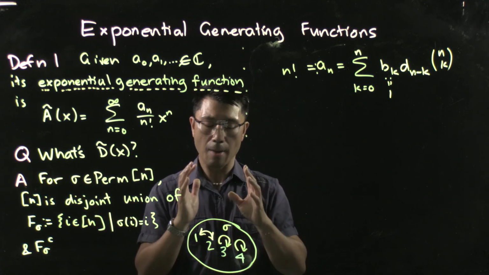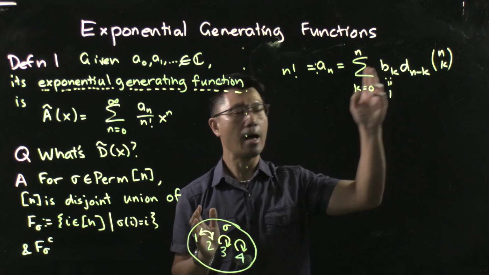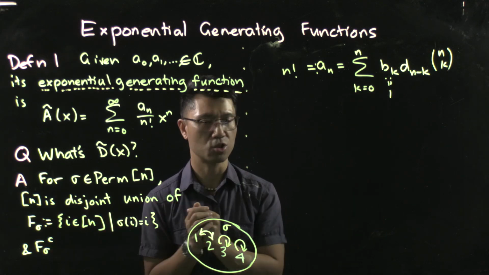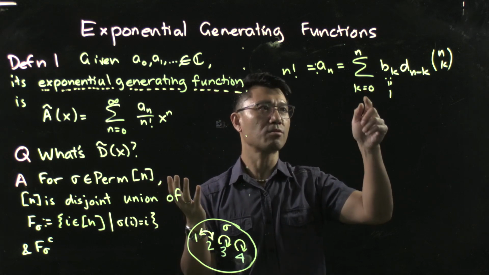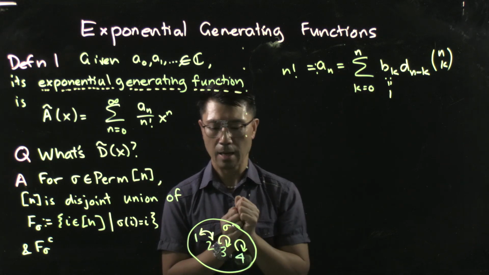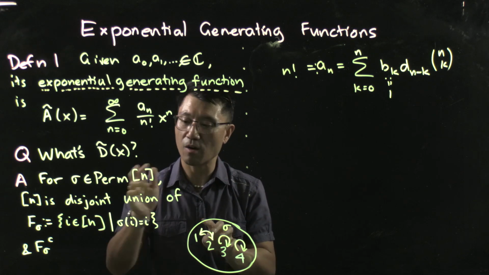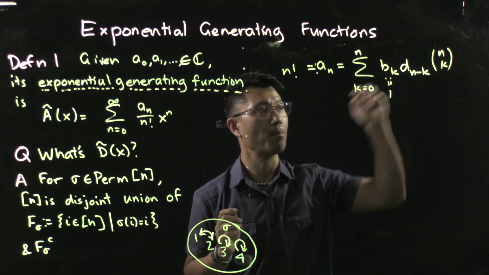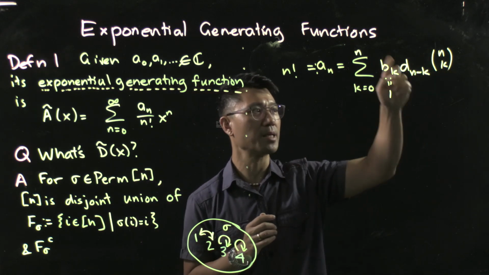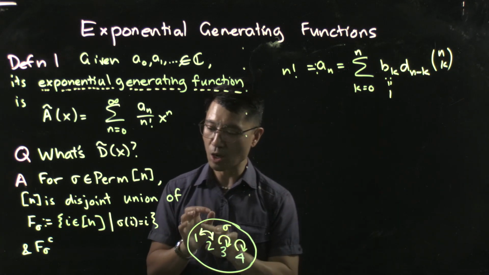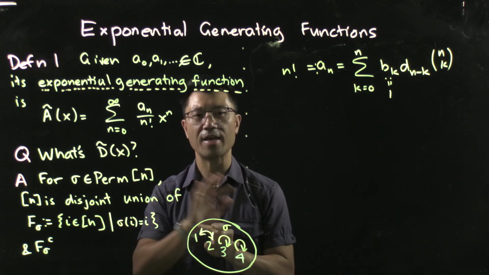Firstly, I pick how many elements get fixed by this permutation. That number varies from 0 to n, so that's my k. And then I say which of the k elements of this n get fixed. So there's n choose k possibilities there. Remember, this bk is just equal to 1. And then I fix those k, and then I have to move the other n minus k.